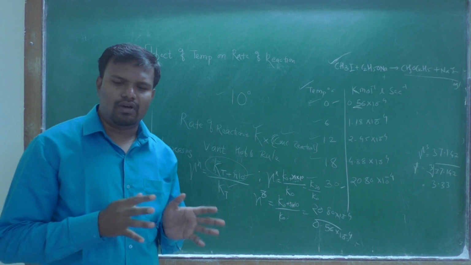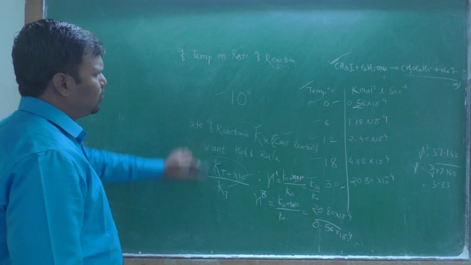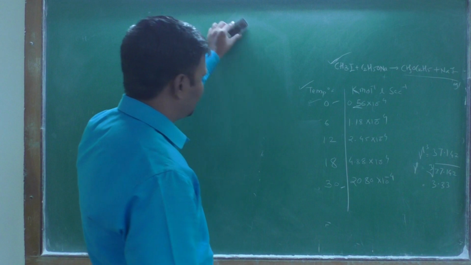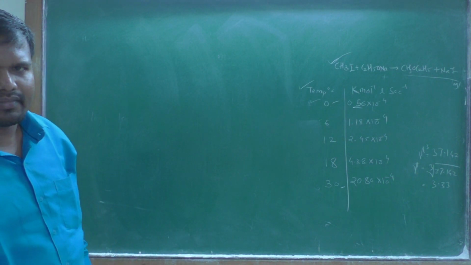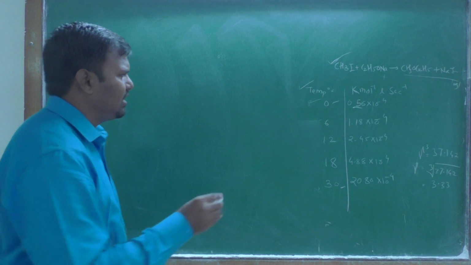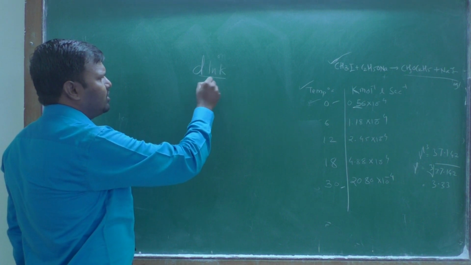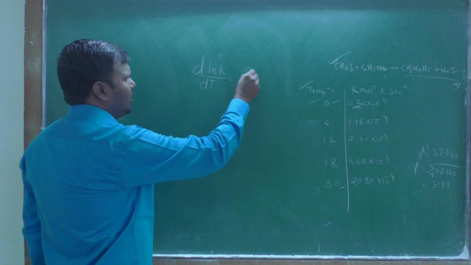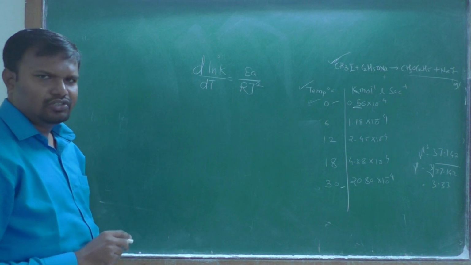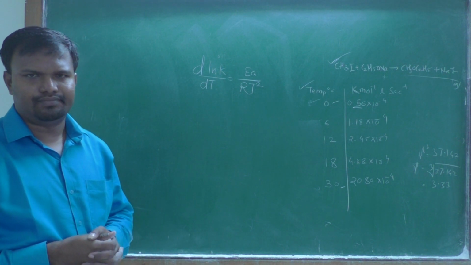Later Arrhenius developed an equation. That equation gives the relation between rate constant and temperature. The differential form of this Arrhenius equation is d ln k upon dT is equal to Ea upon RT squared. This is the differential form of the Arrhenius equation.